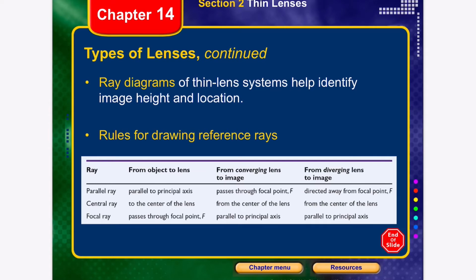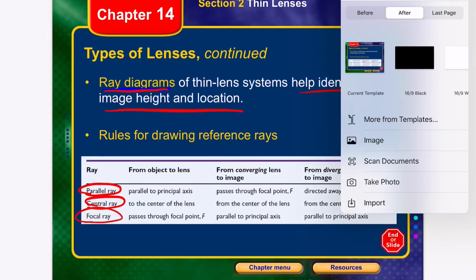Now when we draw ray diagrams of thin lenses, we use a system to identify the image height and location. So first, you will draw a parallel ray. What is the first rule of drawing the reference rays? There are three rays that you are going to draw: the parallel ray, the central ray and the focal ray. So let me draw a diagram so that it becomes easier to understand this.